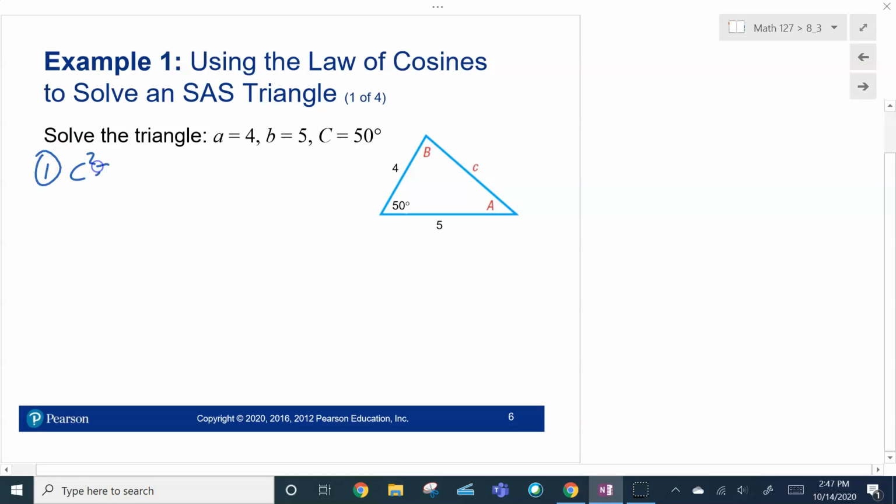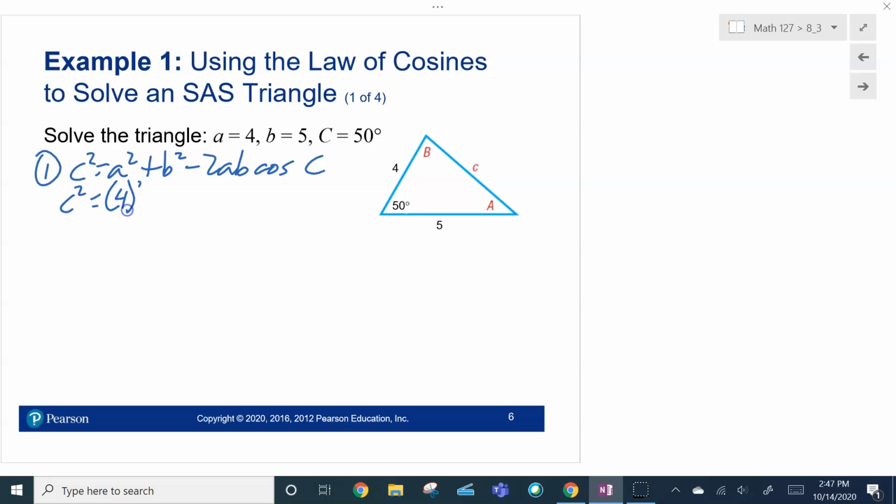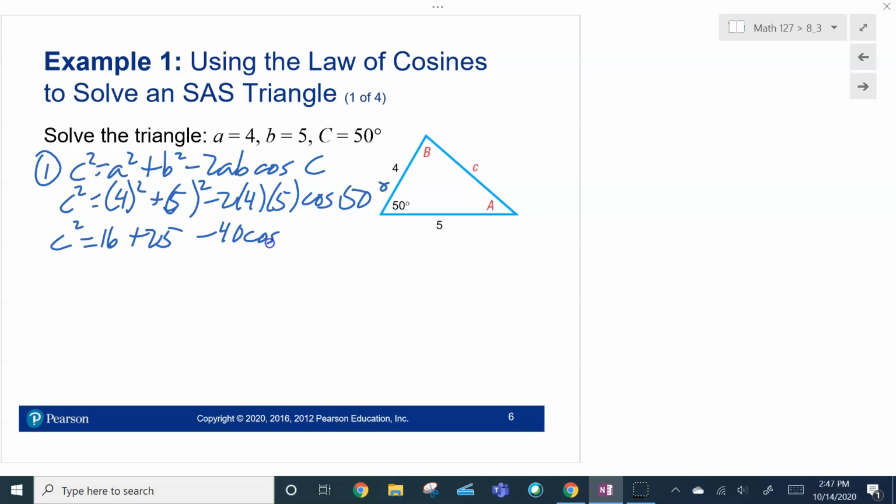We have c squared equals a squared plus b squared minus 2ab cosine C. So c squared, our a is 4, our b is 5, and our C is 50 degrees. So this ends up being 16 plus 25 minus 40 cosine 50 degrees. I'm going to punch this in, so I got 41 minus 25.7.